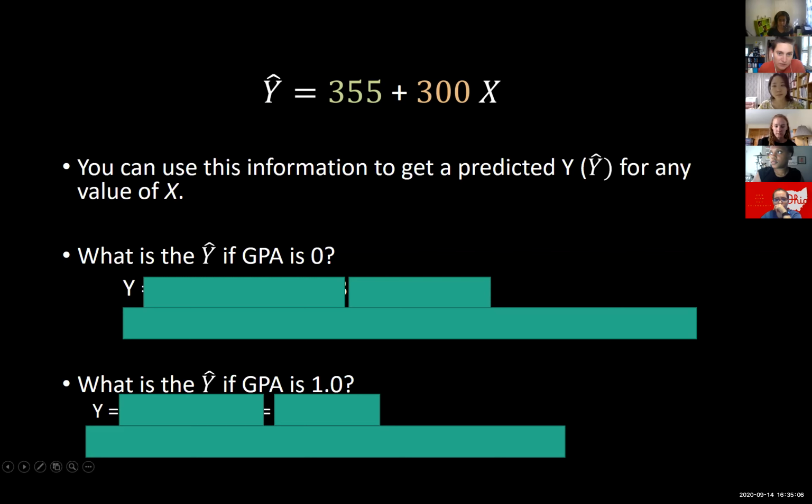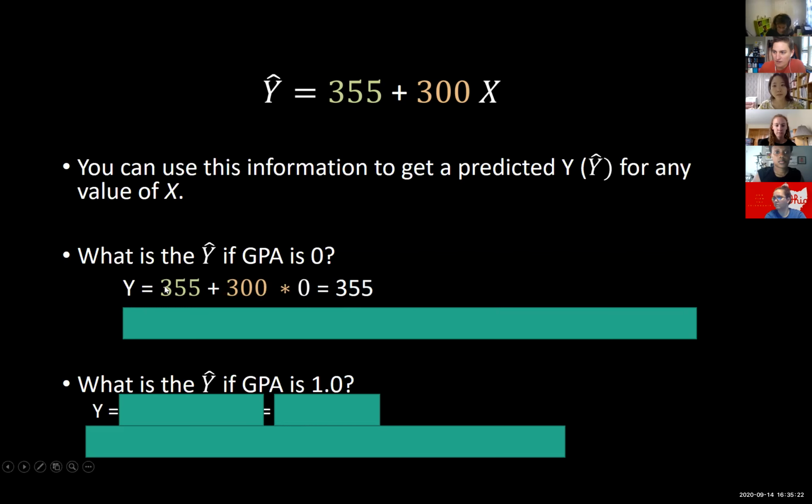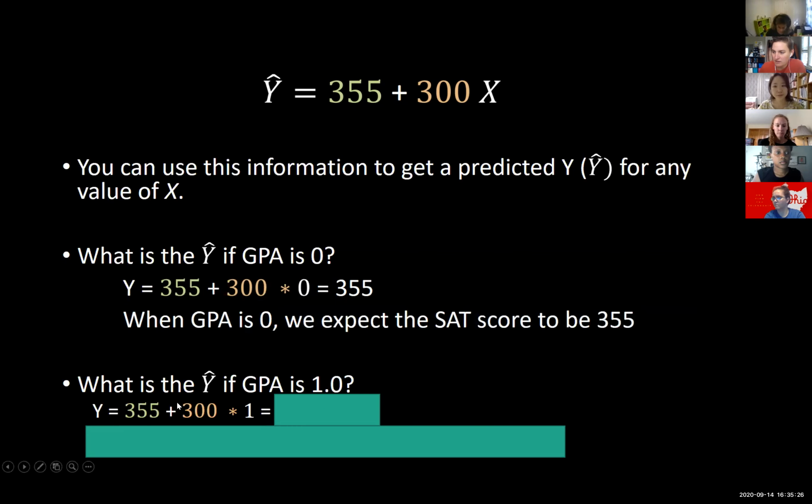We've got Shantu. Yeah, it's me. Okay, so y hat will be 355 plus 300 times 0, which is 355. And for the second one, it'll be 355 plus 300 times 1, which is 655.